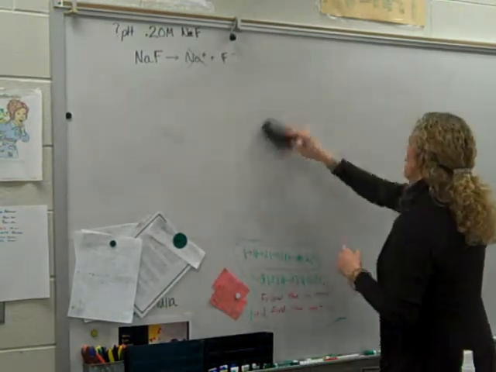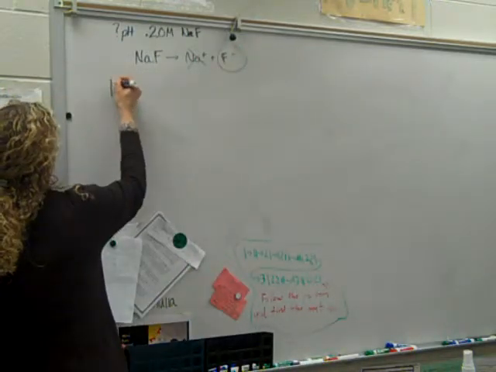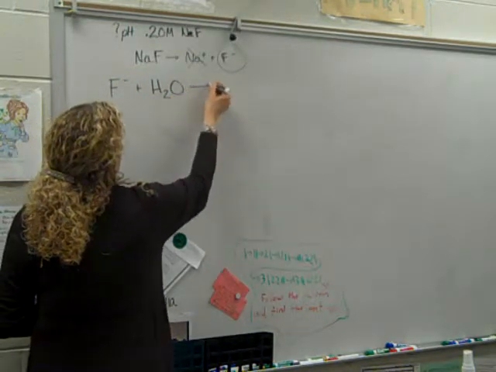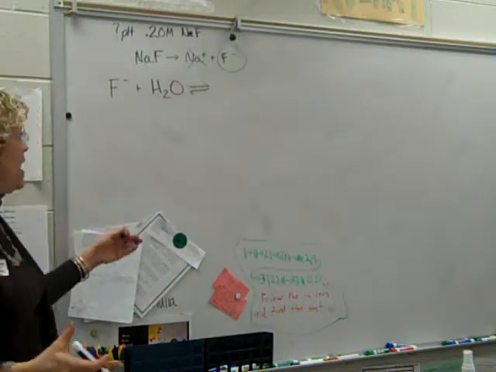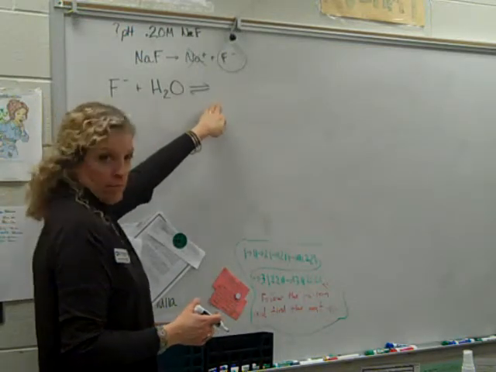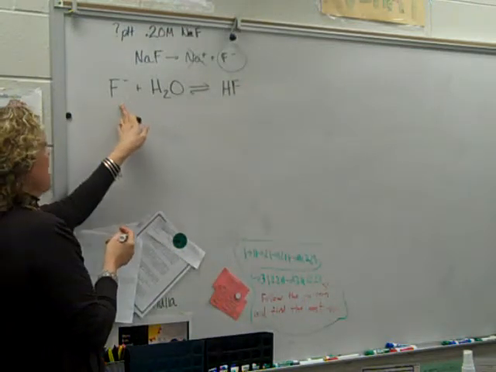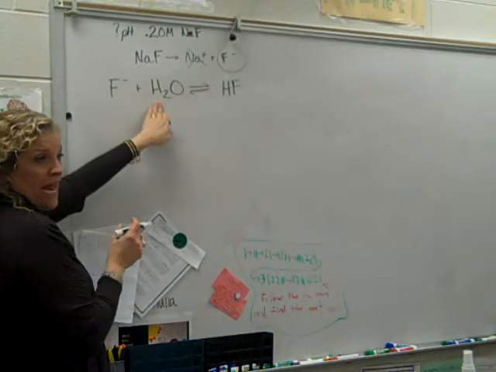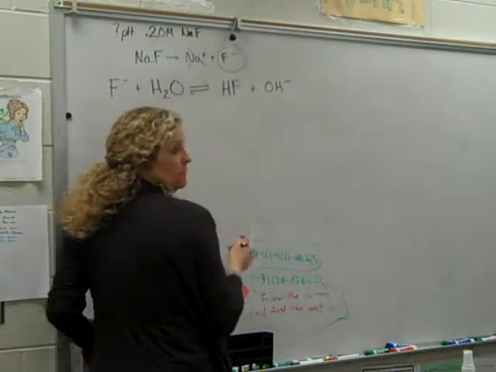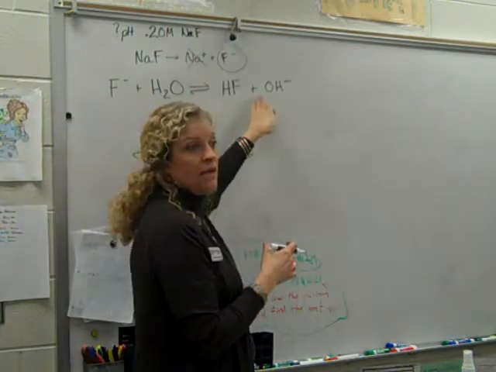So let me show you how this works. What we're going to do is focus on the F minus. F minus is actually going to act as a base and react with water. You guys tell me, use the generic format. If this is a base and it's interacting with water, what's it going to form? HF. And so it's accepting an H plus from water. So what's it going to leave behind? An OH minus.